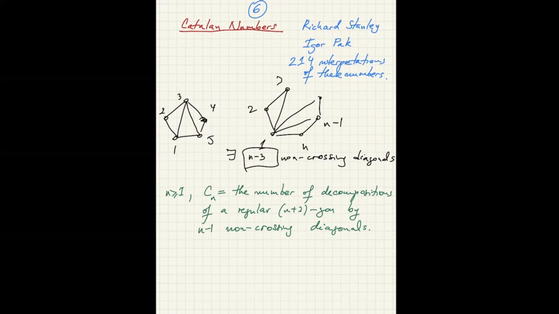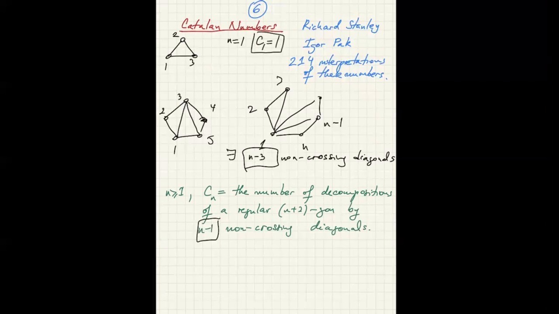So perhaps the simplest one is, I can do it here on the top. I have n equals 1. When n equals 1, n plus 2 is 3. So we're looking at an equilateral triangle. In how many ways can we put 1 minus 1, so 0 non-crossing diagonals. So in this case, the triangle is a triangle, there's no diagonal, so we can say that the first Catalan number C1 is 1. Okay.